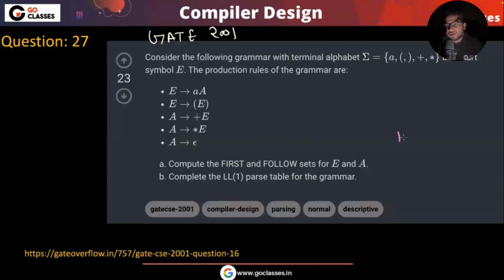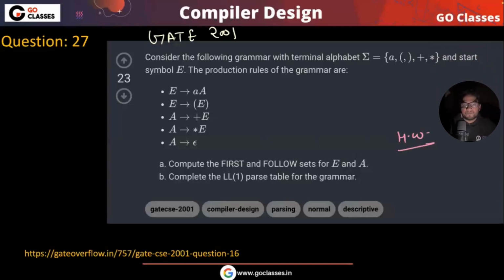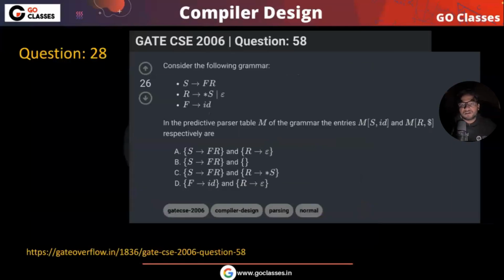So you can do this question as a homework. Okay. Now let's just see the next question. This question was asked in GATE 2006.